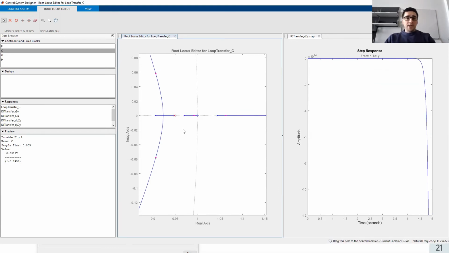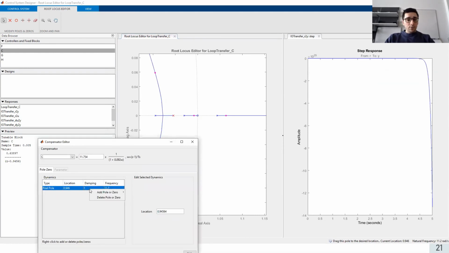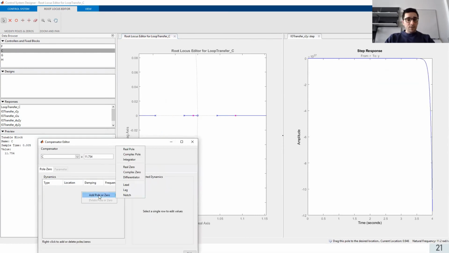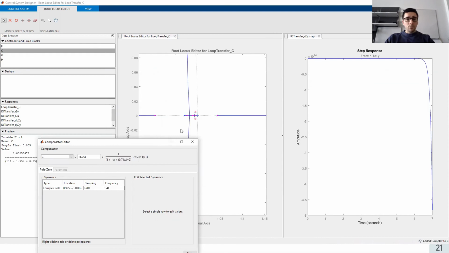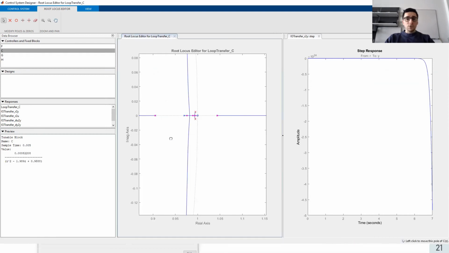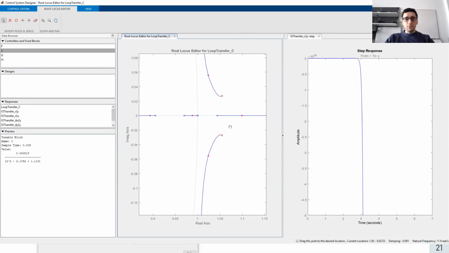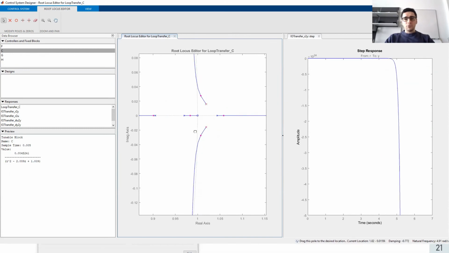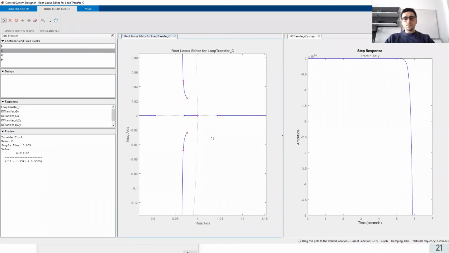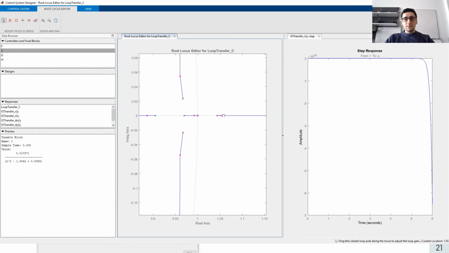I can also add a complex pair of poles. I'll just remove this one. I can add a complex pole if I want, and I can also choose the location of this complex pole. But once again, you can see that it's impossible to modify the unstable pole. Using a conjugate pair of poles for the controller, I cannot change this; this pole here will always remain unstable.